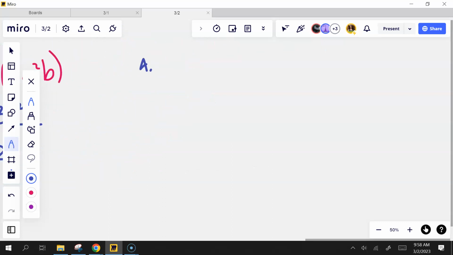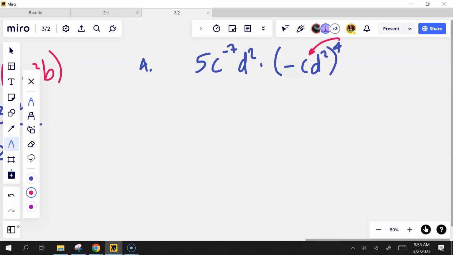Okay. Number 4, 5c negative 7d^2 times negative c d second to the 4th. This is going to be another one of those scenarios, because I'm raising it to the 4th power. The negative is going to kind of go away, because a negative times a negative times a negative times a negative is a positive. It's a good lesson to learn, because we'll talk about this a little more today, but if you raise it to an even power, it's always positive. If you raise it to an odd power, it keeps the same sign.